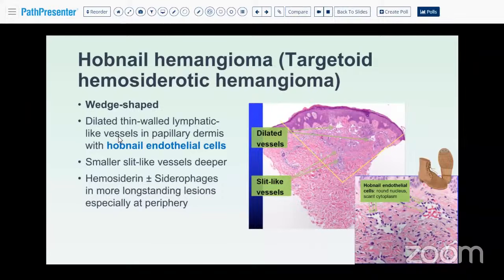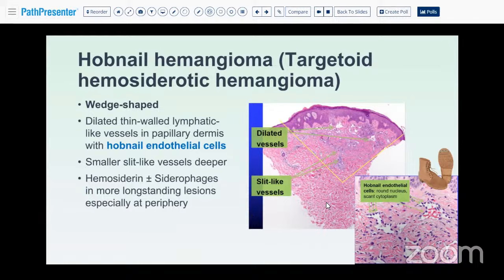Our hobnail hemangioma, or targetoid hemosiderotic hemangioma, is characteristically wedge-shaped. Up top, we have dilated, lymphatic channel-like vessels, and down low, a little bit more slit-like vessels. And those vessels, as we look closer, are lined again by hobnail endothelial cells. So the two main hobnail entities you'll want to remember are hobnail hemangioma, as well as angiolymphoid hyperplasia with eosinophilia.